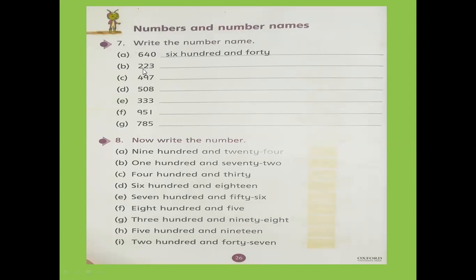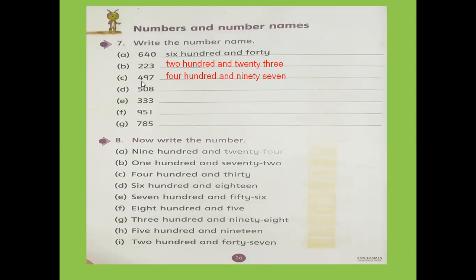B: 223. Okay, very easy. You know the spelling of 2, you know the spelling of 100, you know the spelling of 20, and you also know 3. After 100, in every answer, you will write "and". C part: 497. When we read numbers like this, 497, there is no "and". But when we write in names, then we use "and". Okay, this is the difference.